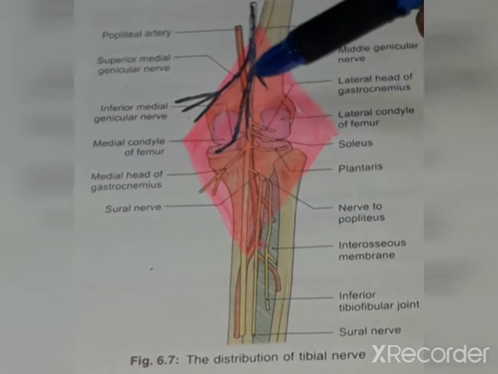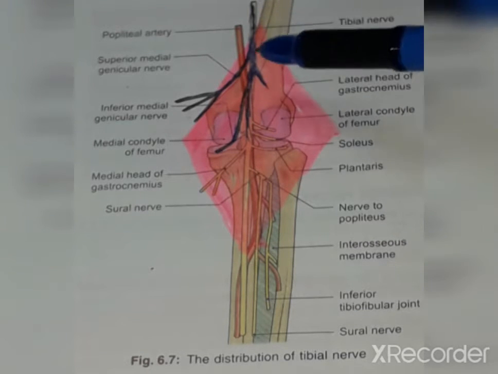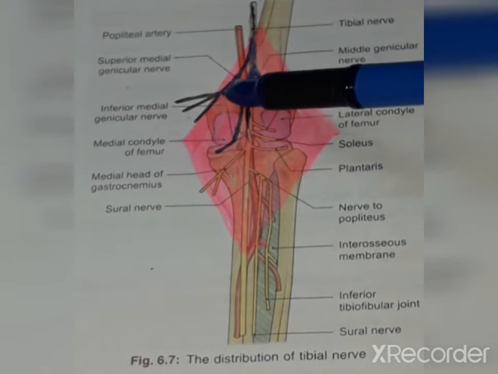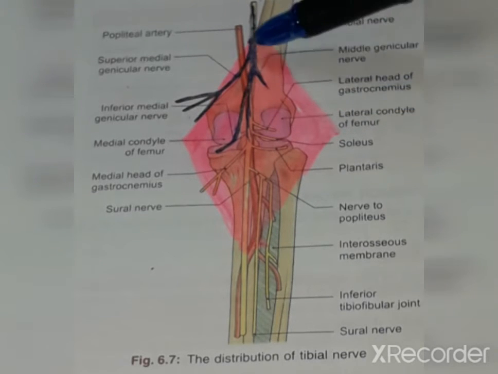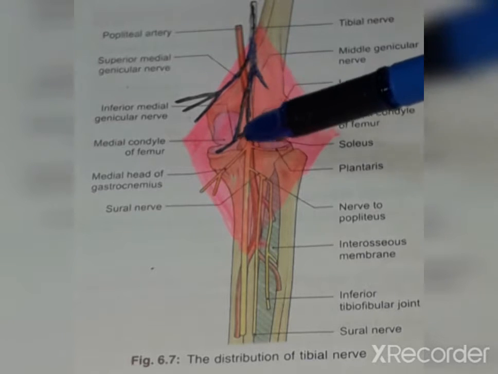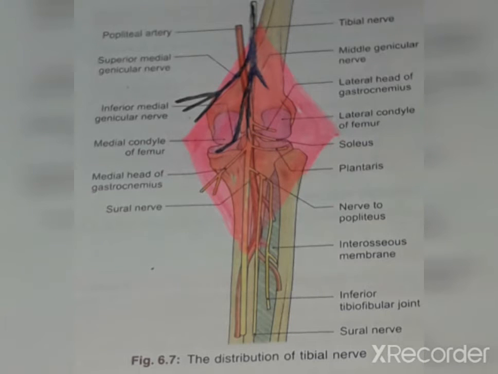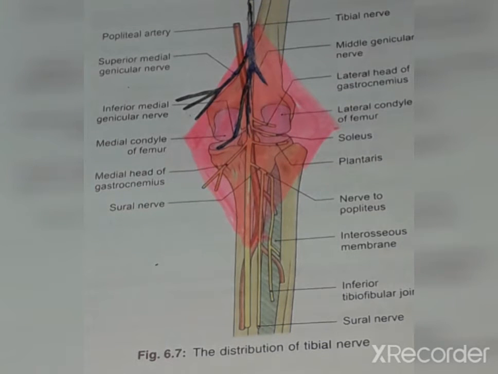This is the tibial nerve. The 3 articular branches are superior medial genicular nerve, middle genicular nerve and inferior medial genicular nerve. Tibial nerve lies in the medial side of the body. Thus, the nerves arising from the tibial nerve also lie on the same side.